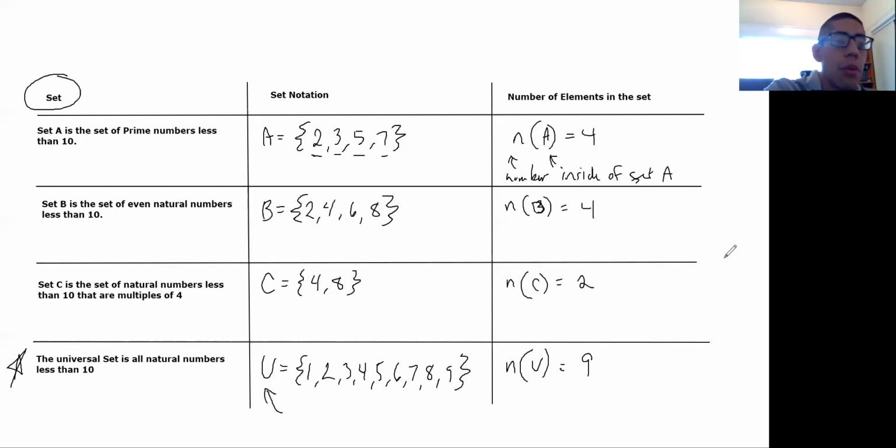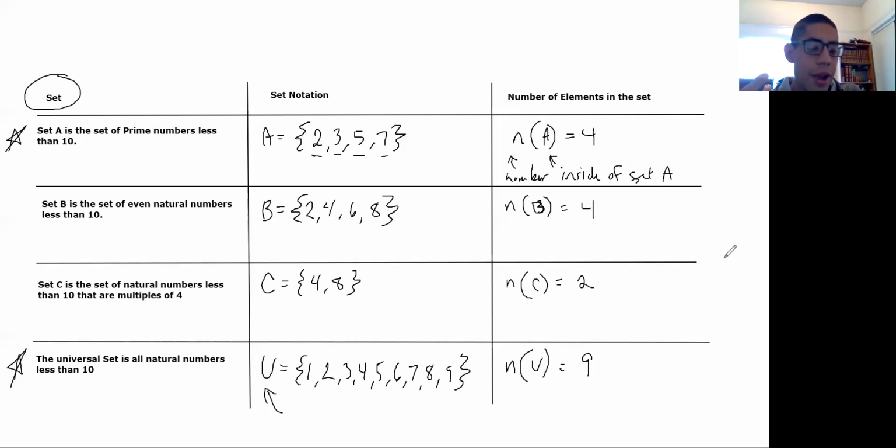Okay, now let's find out what the condition for set A is. In order for you to be in set A, it'll be any number from 1 to 9 that follows this rule. Set A is a set of prime numbers that are less than 10. So in order for you to be considered in set A, you need to be a prime number, and you have to be less than 10. And I can only pick from the numbers inside my universal set. So prime number just means a number that can only be divided by 1 and itself, right? So here I have 2, 3, 5, and 7.